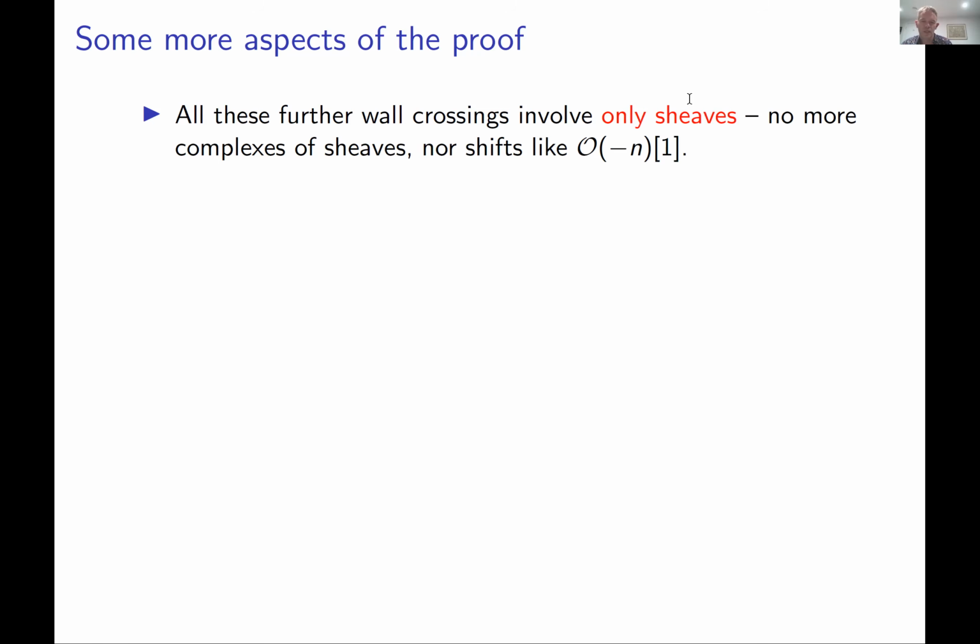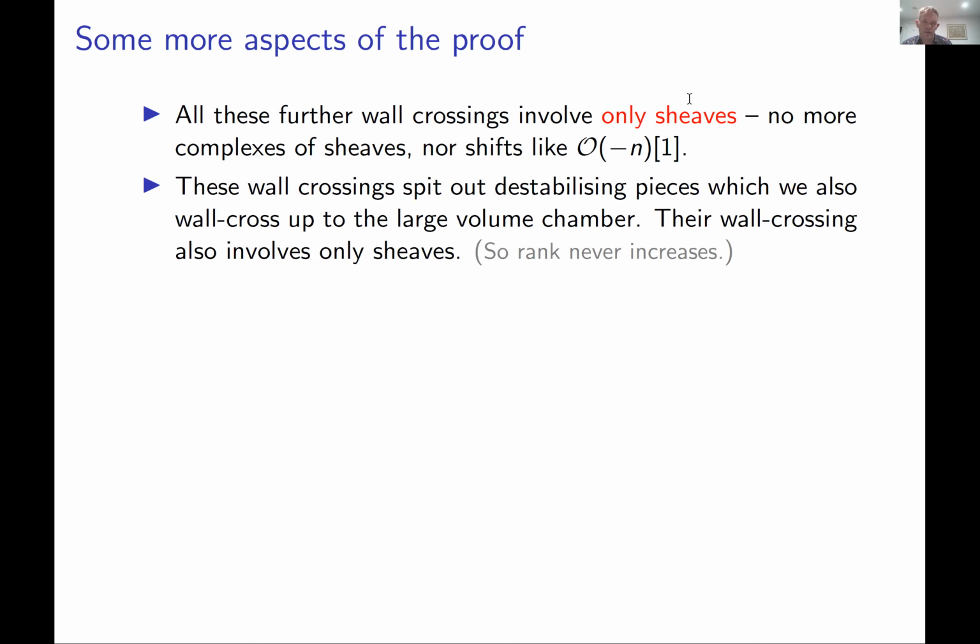Okay, so it's only the Joyce-Song wall which gives more elaborate objects. These wall-crossing pieces in turn spit out only destabilizing pieces of lower rank, which we then also wall-cross up to the large volume chamber or down to the empty chamber at the bottom. And their wall crossing also involves only sheaves. So you can see that the rank wants to decrease at every stage, which would be good. It would allow us to induct.